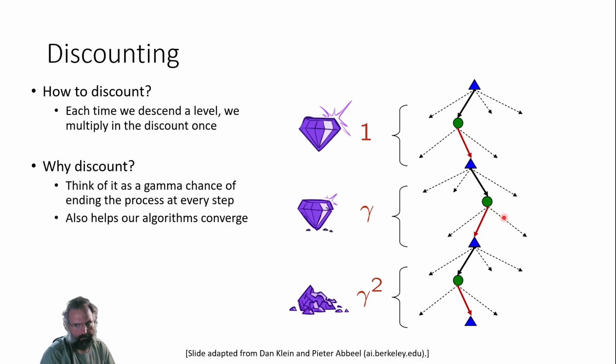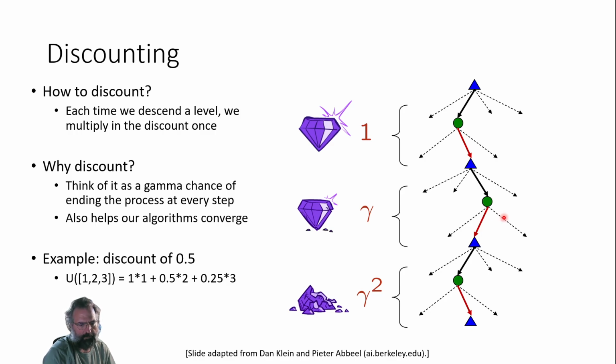To some extent, you're trying to encourage behavior, right, is what it comes down to. But you can think of it as a gamma chance of ending the process at every step. It helps our algorithms converge. And so you may start off with a discount of 0.5.